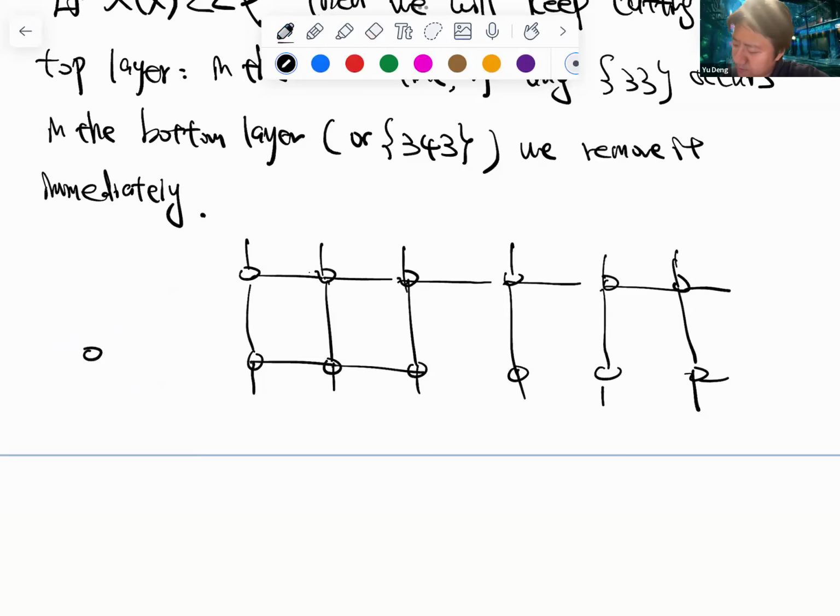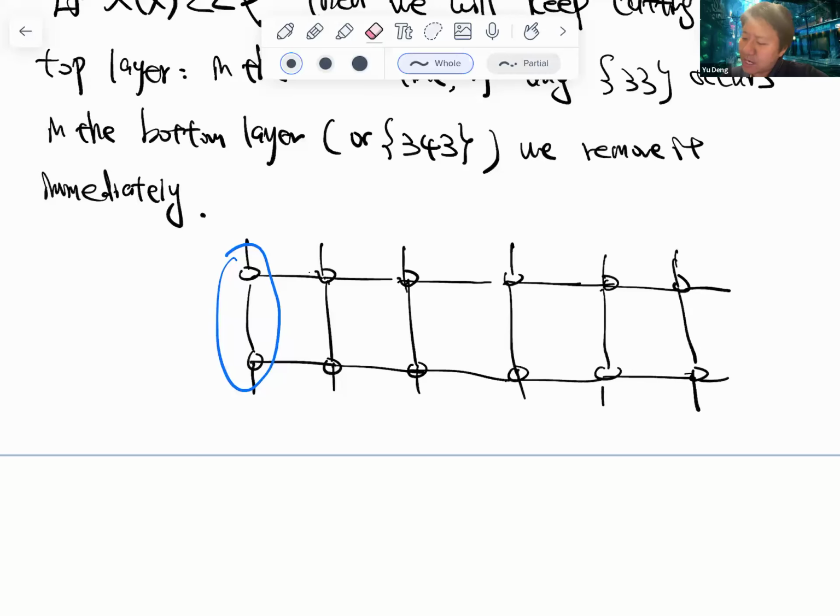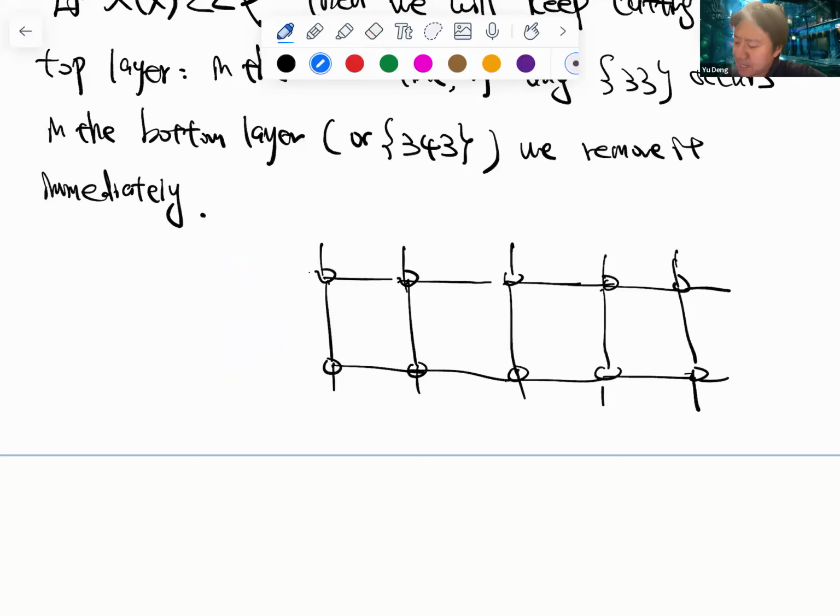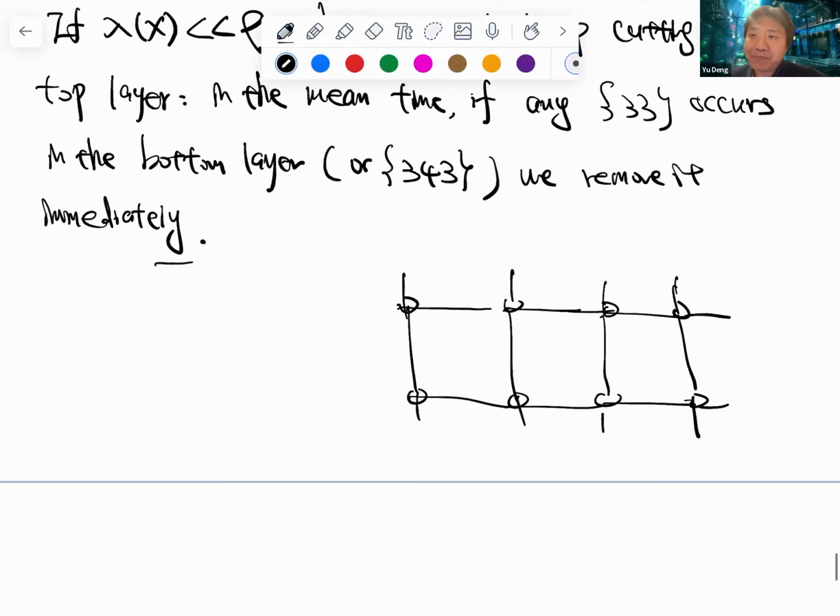We'll cut it. And then this way we get a 3-3 here. Remember, this is 3-3, and then we cut it. And then this guy, we get another 3-3 here, and we keep cutting it. And in this way, again, we get sufficiently many components by iterating this process.